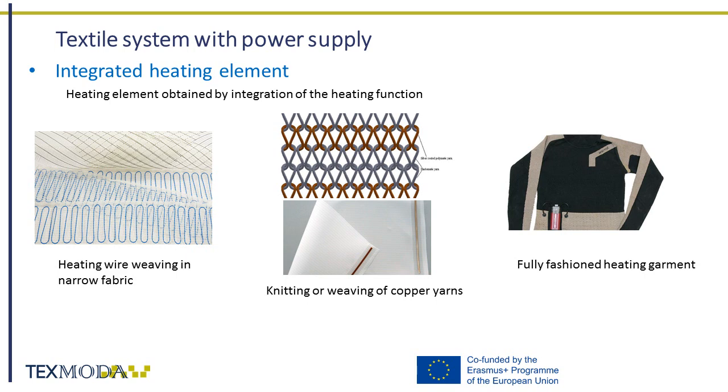Here are some examples of heating elements obtained by integration of the heating function. The aim is to have perfect integration of heating parts, often wire, in textile structure. For this, heating materials must be introduced during the textile process. We could cite, as example, heating wire weaving in a narrow fabric, but also the knitting or weaving of copper yarns. The last example is a fully fashioned heating garment made by silver coating polyamide fibers.